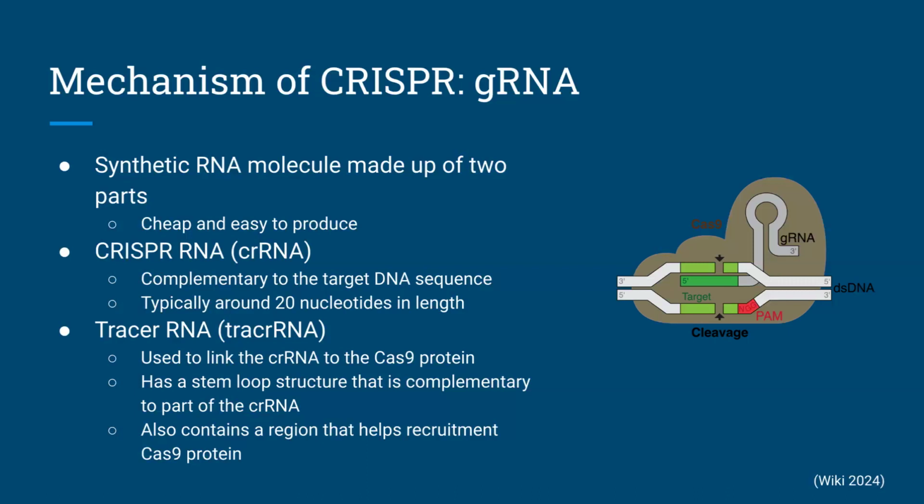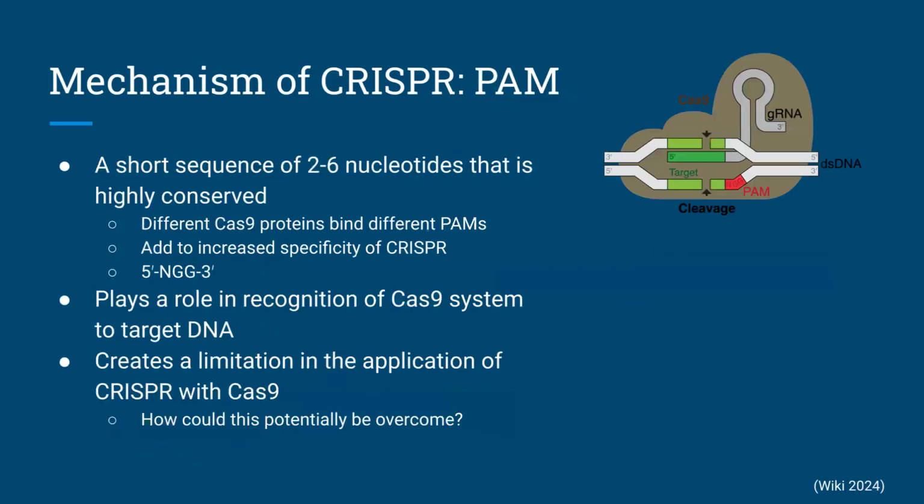Okay. And then we also have that PAM sequence. So this is a short sequence of 2 to 6 nucleotides that is highly conserved. Different Cas9 proteins can bind different PAMs. This adds to increased specificity of CRISPR, right? Because not only are you now specifying by the target strand, but you can specify by the PAM sequence present there too, to see if you want to actually go through with the cleavage.